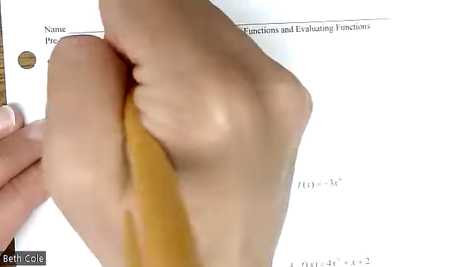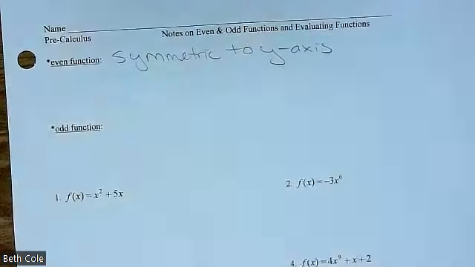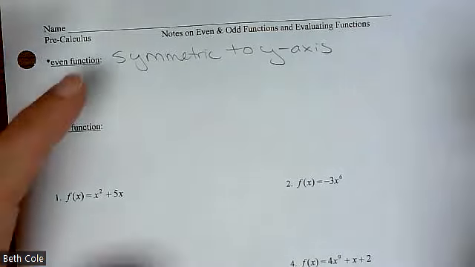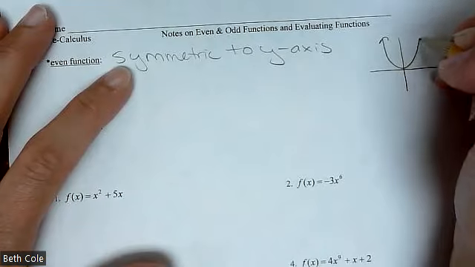So an even function is symmetric to the y-axis. So there's two ways you can do this. You just look at it and go, oh, I see the symmetry. Or if you don't have a graph, there's a test for that too. So graphically or algebraically. A graph that's symmetric to the y-axis would be something like this.